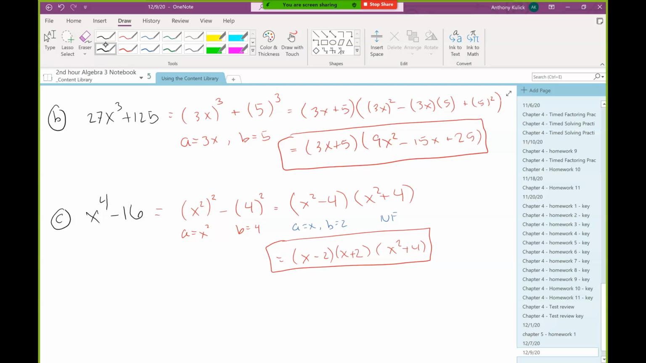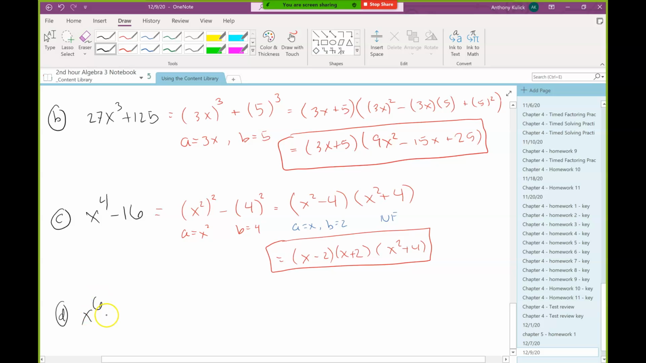Will you always have a second difference of two squares to do? No. Not always. You know, if this was 25 instead, you'd have x squared minus 5 and x squared plus 5, and neither one of those is factorable anymore. But you do need to make sure that you're checking.